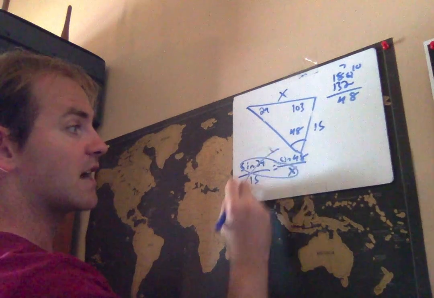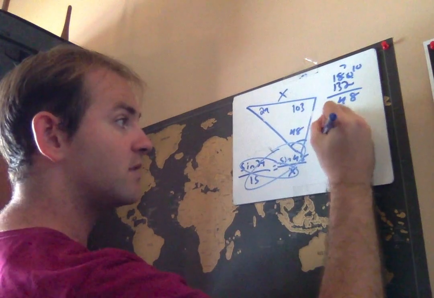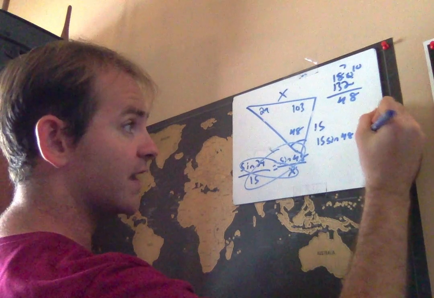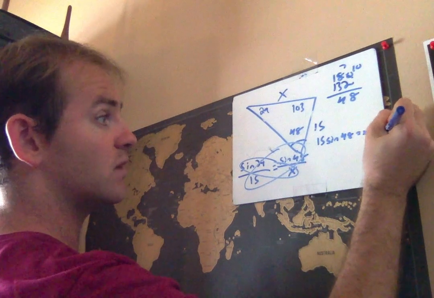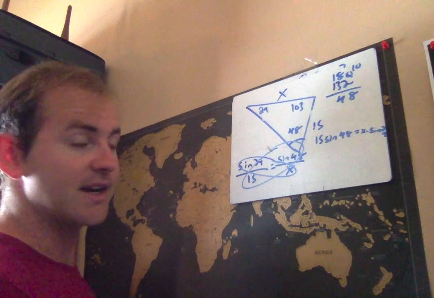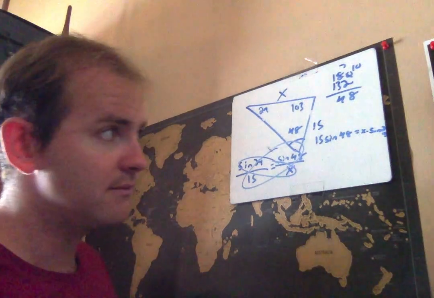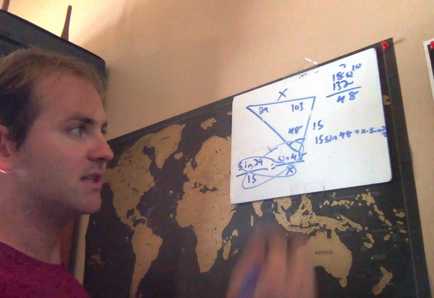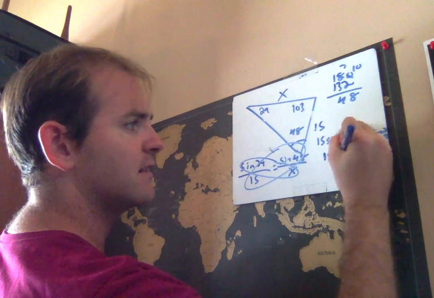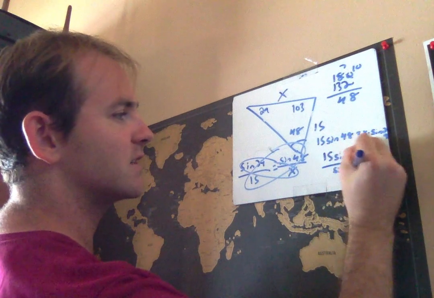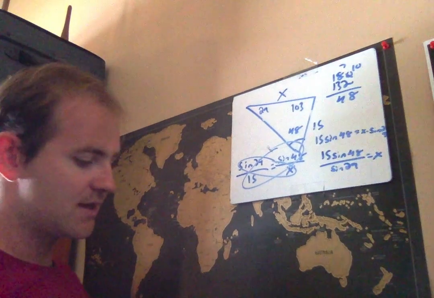And this is going to work exactly the same way. We're going to cross multiply, so I get 15 sine 48 equals x times sine 29. Sorry, I ran out of room there. How do I get rid of the multiplied sine 29? Well, what's the opposite of multiplying? Divide. So I get 15 sine 48 over sine 29 equals x.